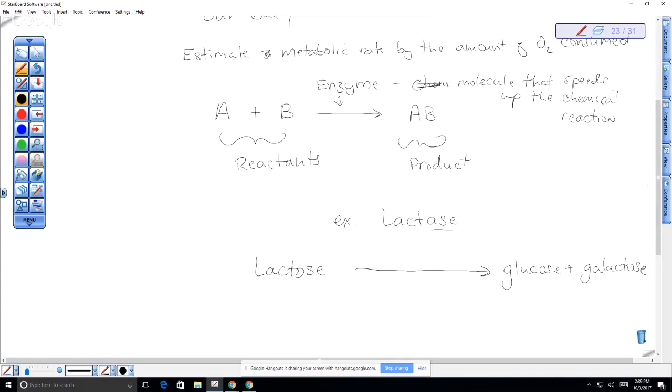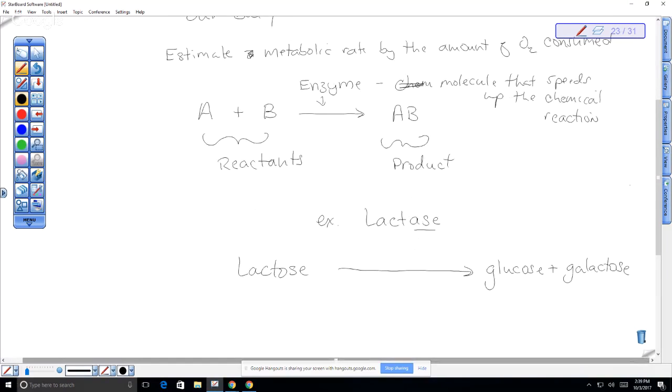Okay. So lactose is milk sugar. It's a relatively simple milk sugar. It is only composed of 2 sugars. So lactase breaks it down and it produces glucose and galactose.